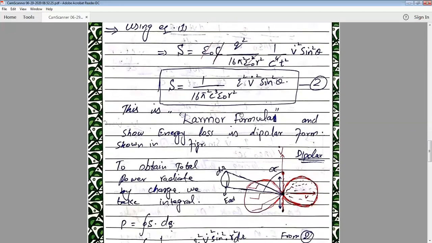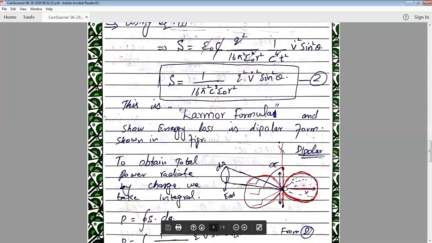This equation is called the Larmor formula, and it shows the energy loss in dipolar form, as shown in the figure. Here is a dipole, with this pole and this pole. The power is radiated by an accelerated charge across the two poles, in this direction and also in this direction. This is called the dipolar figure.